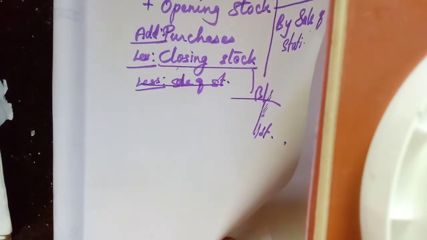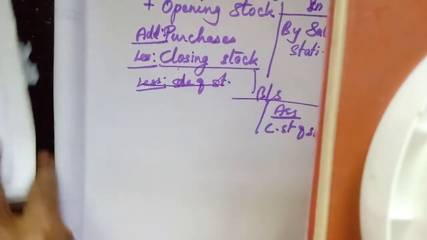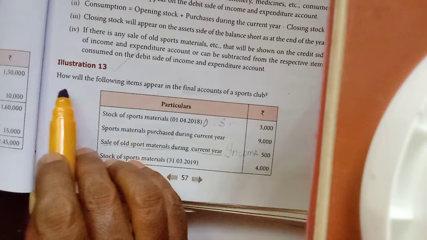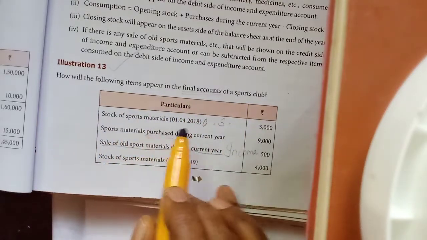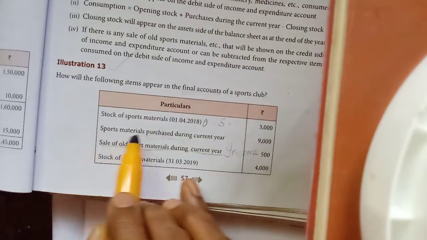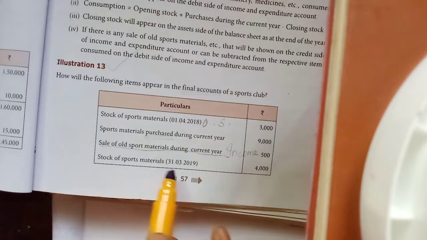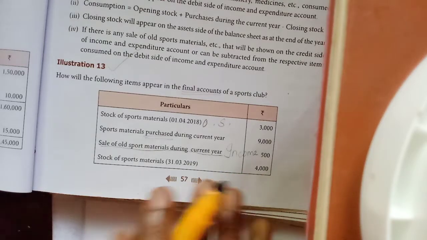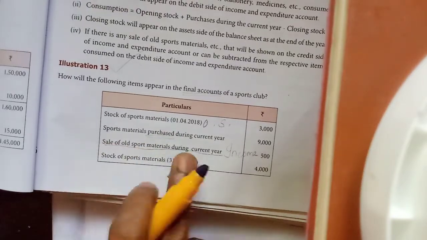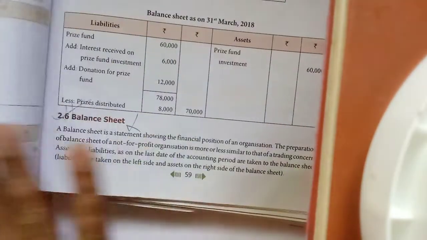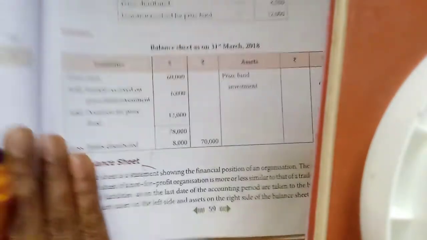Okay, students. Now we will see an illustration. How will the following items appear in the final accounts of a sports club? Stock of sports materials, opening stock 3000, sports materials purchased given, sale of old sports materials, then stock of sports materials at the end. So simple equation: opening stock, add purchases, less closing stock. The sale of old sports materials will appear on the credit side. Then this closing stock will appear in the balance sheet. That's all.